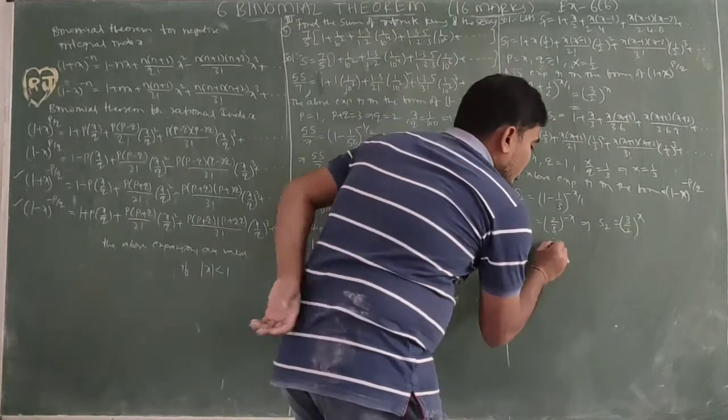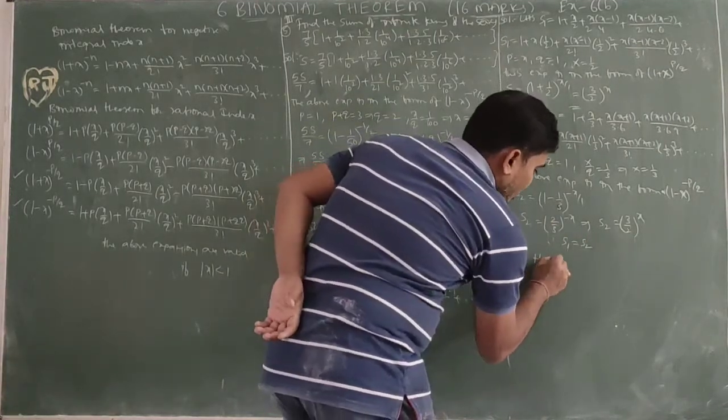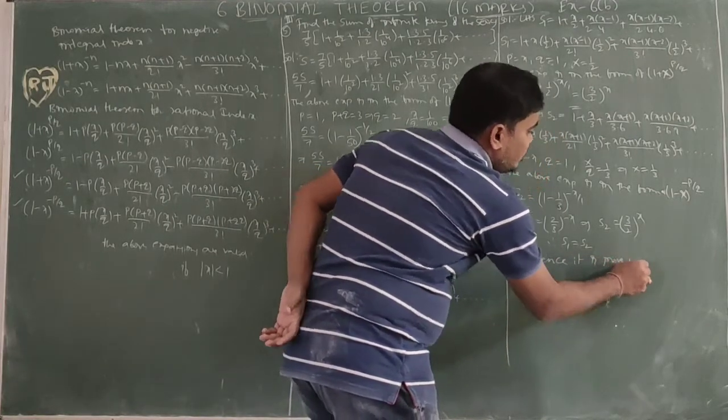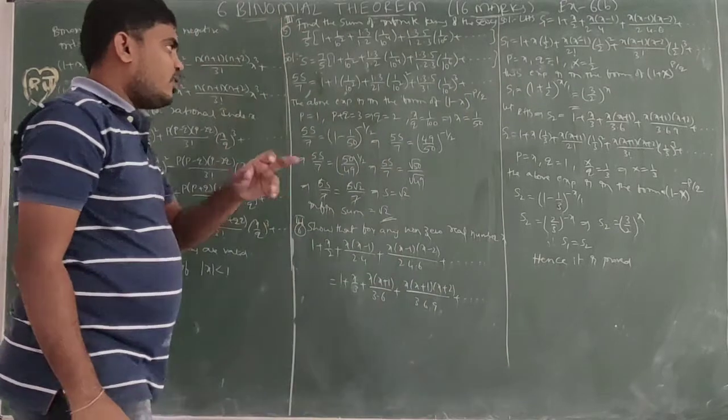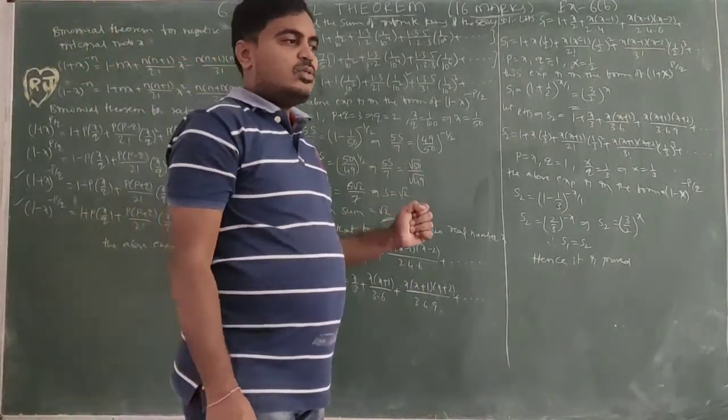S1 = (3/2)^x and S2 = (3/2)^x, therefore S1 = S2, hence proved. So these two sums are equal to (3/2)^x. So this is the required solution.